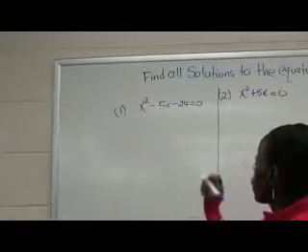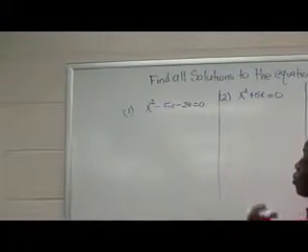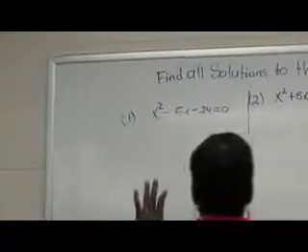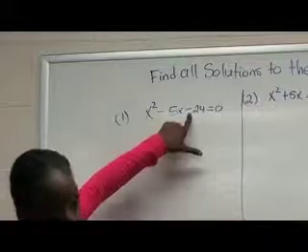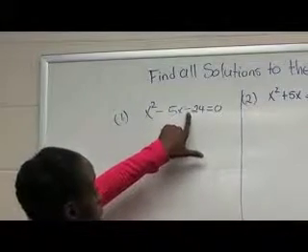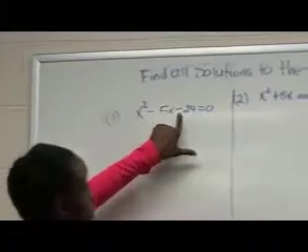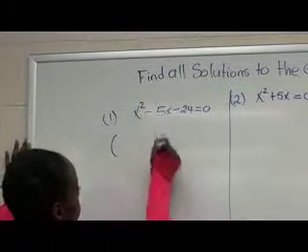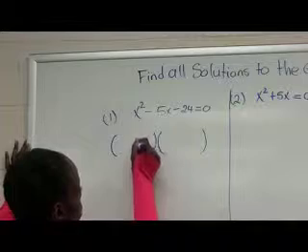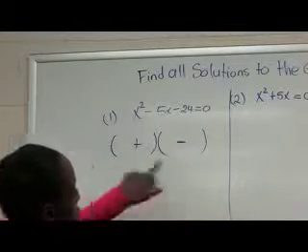All right. How do we find all the solutions to the equation? So in order to find the solutions to this equation, first notice that the product is going to be negative. That means our signs must be different. So we have a plus and a minus.